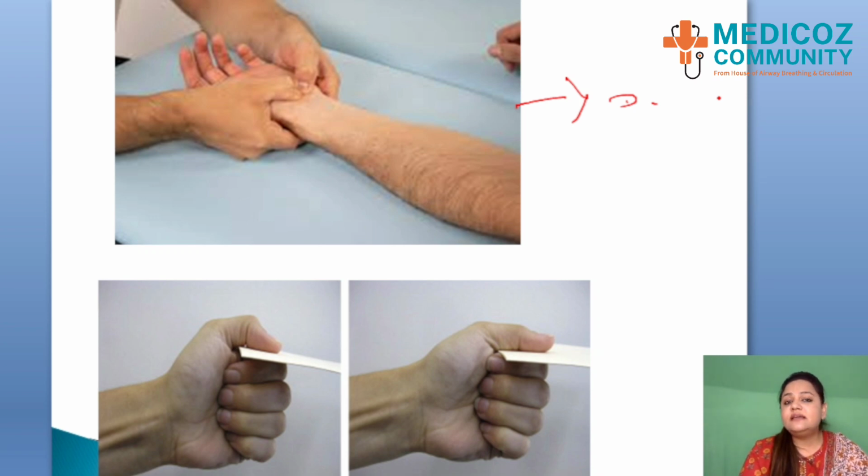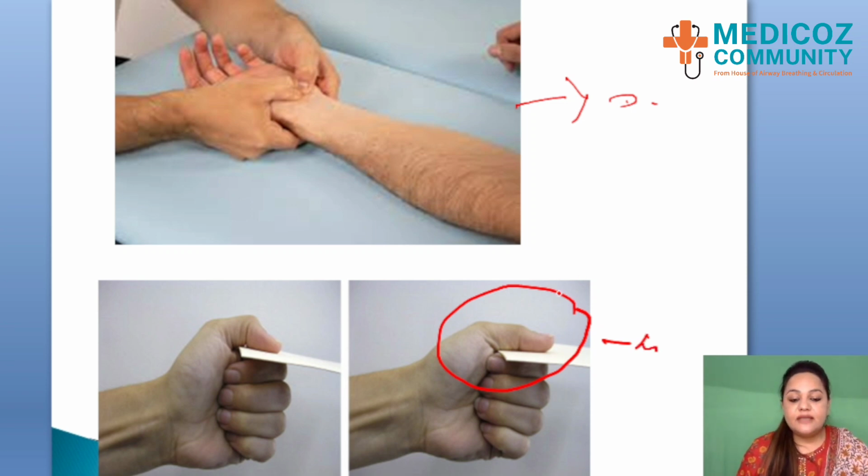Then we have the next test, which is the Froment test here. This is basically called the card test. You will ask the patient to hold the card between the thumb and the index finger, and the patient will hold the paper by adduction of the thumb, moving the thumb towards the other digits, and that's how the patient will hold the card if everything is normal. That is due to adduction. Adduction is caused by the adductor pollicis muscle.